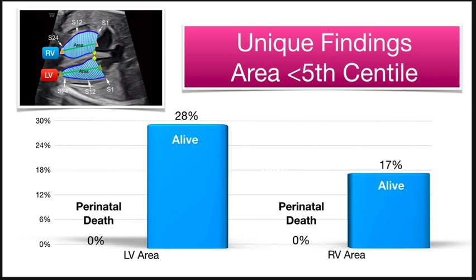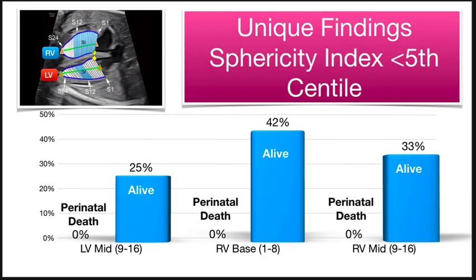neonatal survivors. The 24-segment transverse sphericity index less than the 5th centile, suggesting a more globular-shaped chamber, was only present in neonatal survivors. This was observed for the left ventricle midsection, segments 9 to 16, and the right ventricle base and mid-chambers, segments 1 to 16.